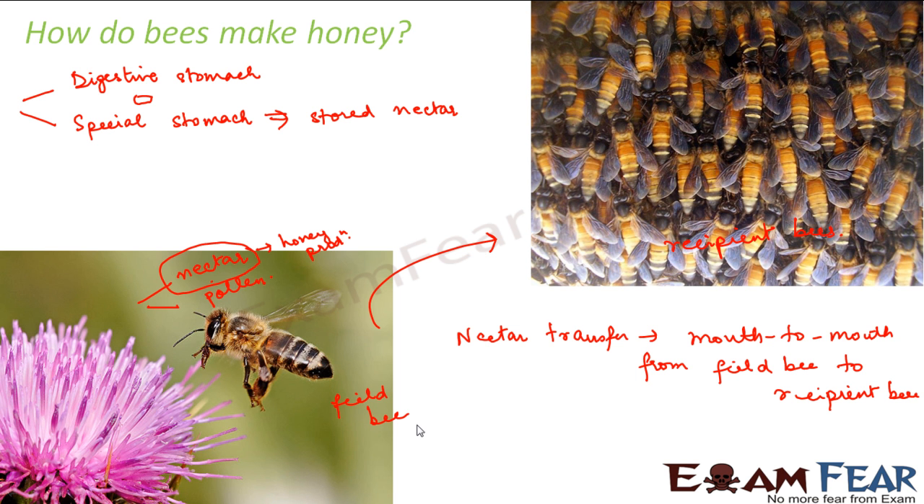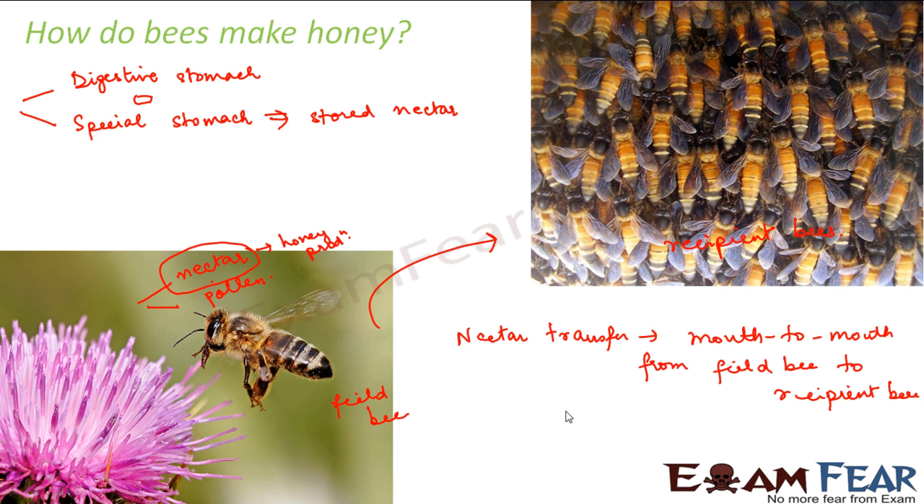So what will the recipient bee do? The recipient bee will process the honey by enzymes. Now, the nectar will have all complex sugars. What is nectar? Nectar is nothing but it is composed of complex sugars.